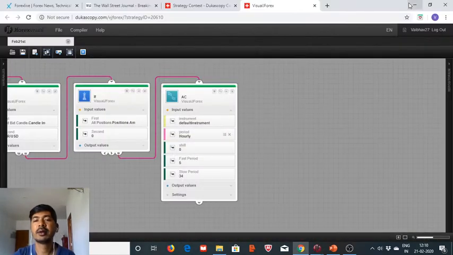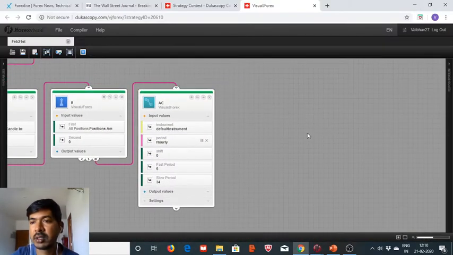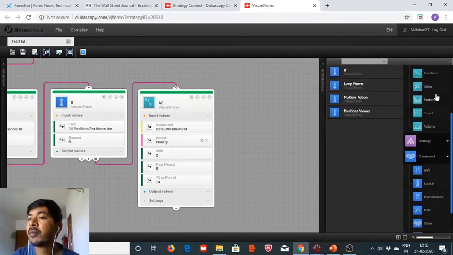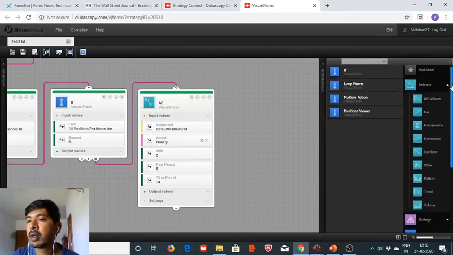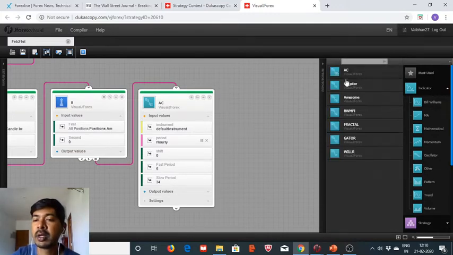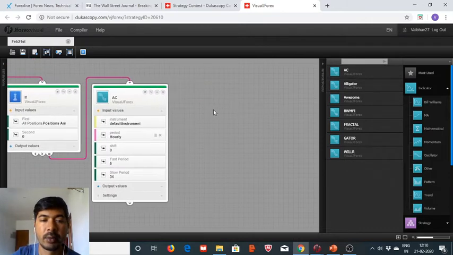So for that, we will bring in an additional AC indicator. So where is the momentum? And here is the Bill Williams. All these indicators, the Williams Gator, Fractal, BMFI, Awesome Oscillator, Alligator, AC, all of these were developed by Bill Williams.